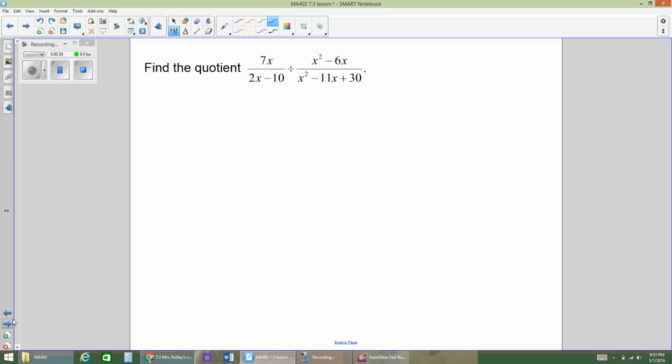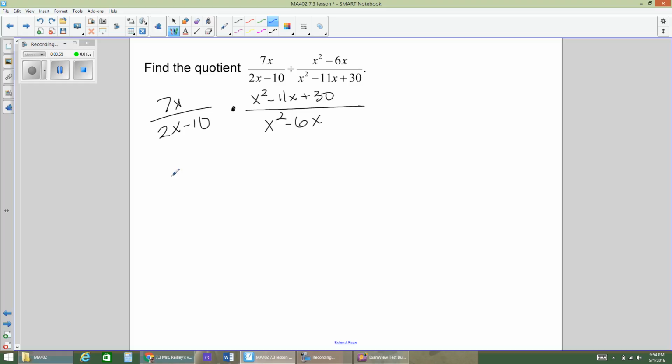It says find the quotient. If I were you, the first thing I would do is just rewrite the problem with a multiplication symbol and the appropriate reciprocal. Okay, from here, this is no different than what we were just doing. So you can totally handle this. As long as you can factor, you can handle this.